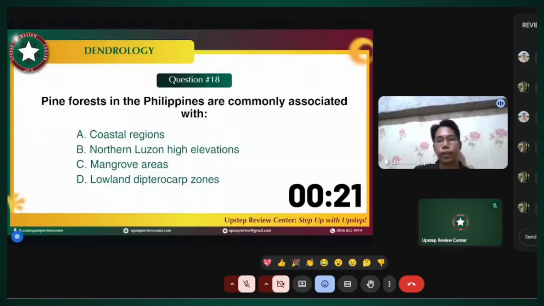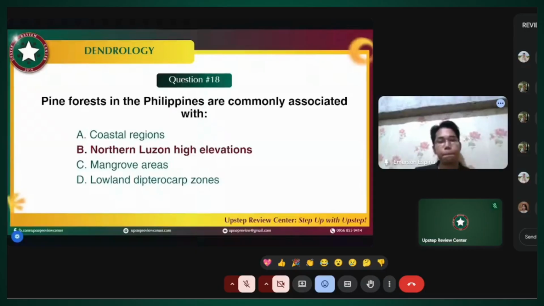Okay, we have one answer. How about the others? Again, you don't have to be correct. The goal here is to practice answering within the time limit for allocation. Most of you answered letter B. Let's see. The correct answer is letter D, northern Luzon high elevations. One example to easily remember and associate is Benguet pine, or Pinus kesiya.